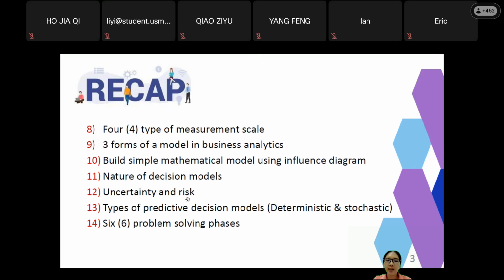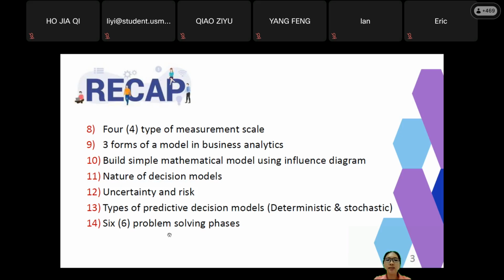Uncertainty. Another one is risk. So we want to know what the differences are between uncertainty in the model and risk in the model. And in terms of the decision model, we have 2 types: the deterministic and the stochastic decision model. Later on, we will discuss what the differences are between these 2.